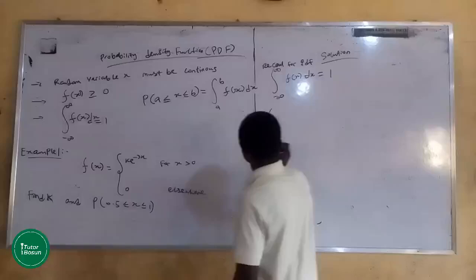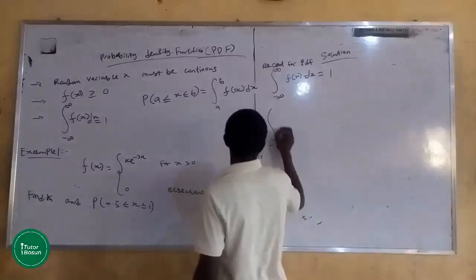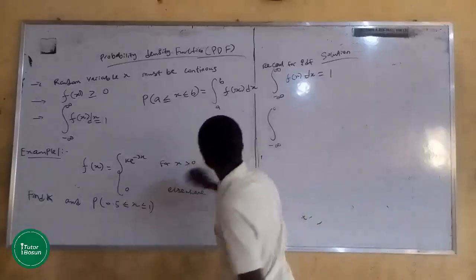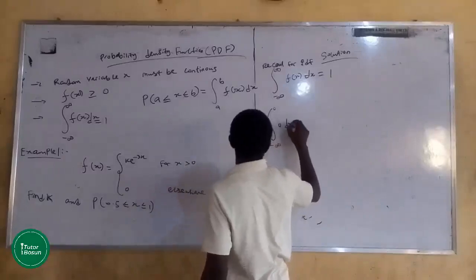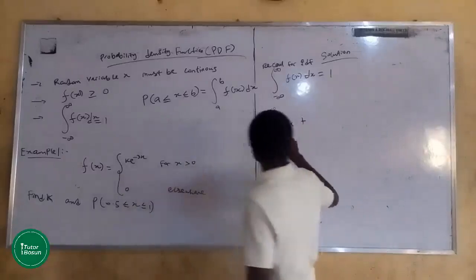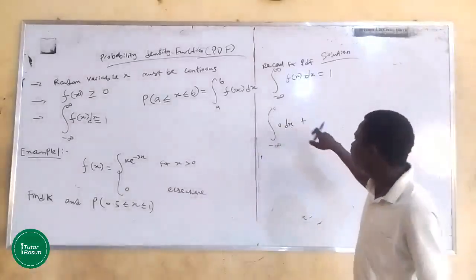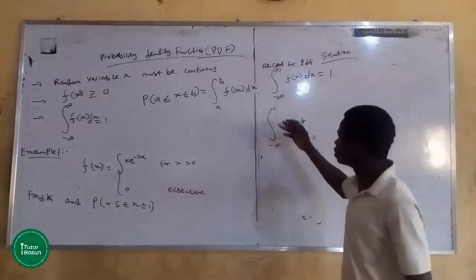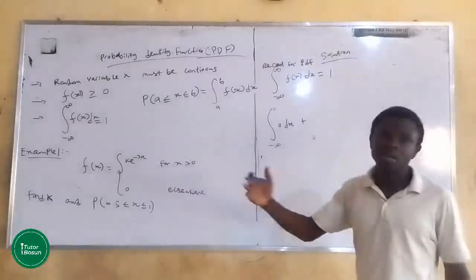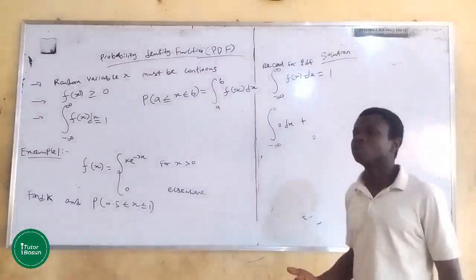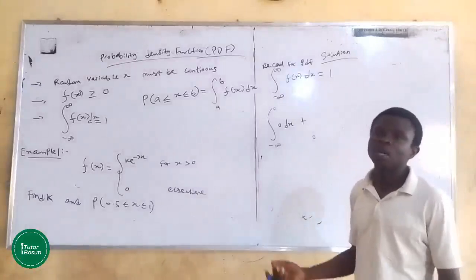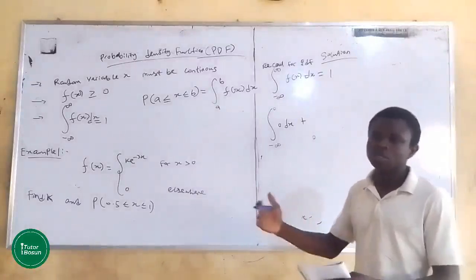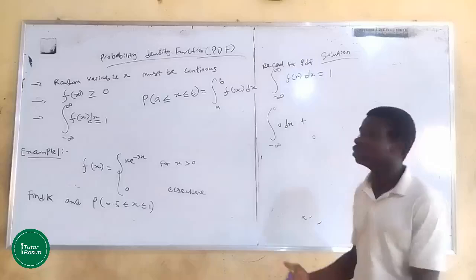So here we have from minus infinity to 0, and that will be for 0. The function will be 0 dx plus, we ended this one at 0, then we started the next one from 0. That's how you integrate. You integrate in boundaries. When you're solving for area bounded by curves, you integrate for each boundary and you sum everything together.